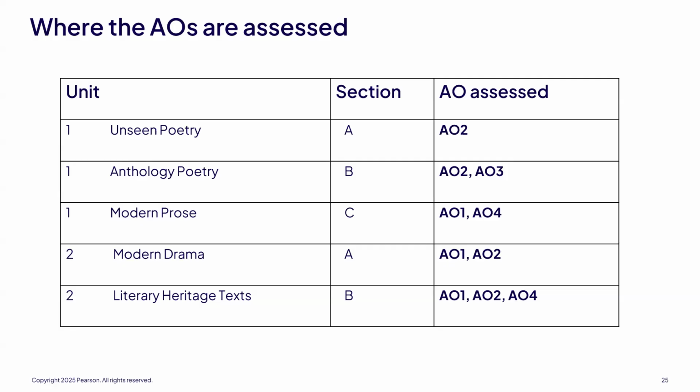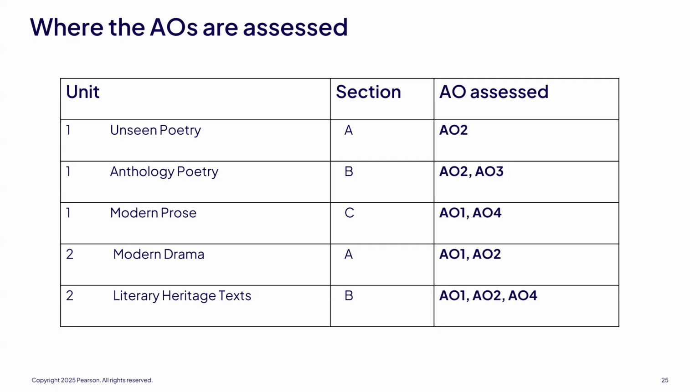Then moving on to paper 2, we've got modern drama, which is section A of paper 2, and that's assessing AO1. So it's assessing their knowledge and understanding, their critical style, their informed personal engagement, their arguments, that is, and AO2, language, form and structure.